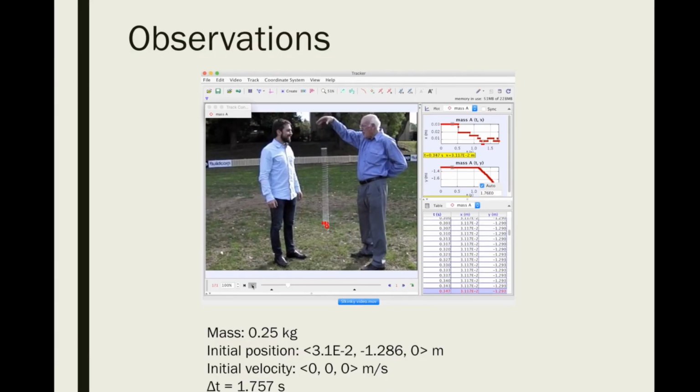Using Tracker, the motion from the video of the object falling from rest was able to be measured. The center of mass of the object is indicated by the red dot in each frame as it moves in the negative y direction. The graph shows a relationship of the position versus time.